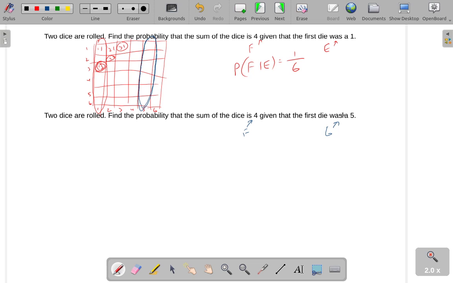So if we know the first die was a 5, that means we're somewhere within this column. And you can see there are no outcomes in this column where we had a sum of 4. So the probability of F given G would be 0 out of 6, which of course is a 0. Of course, if we roll the first die as a 5, there's no chance at all of having the sum being 4. We're going to have a sum of at least 6.